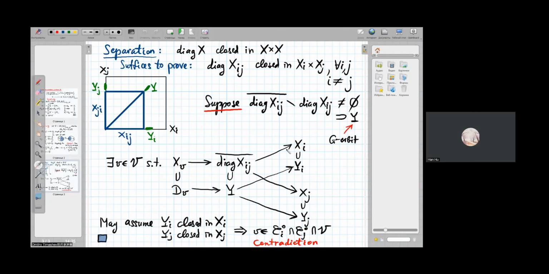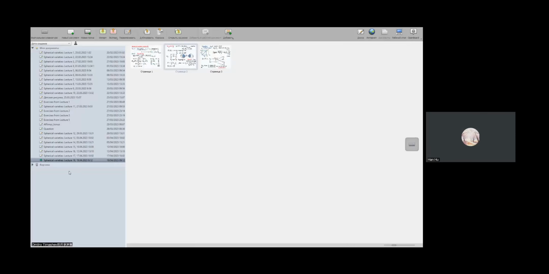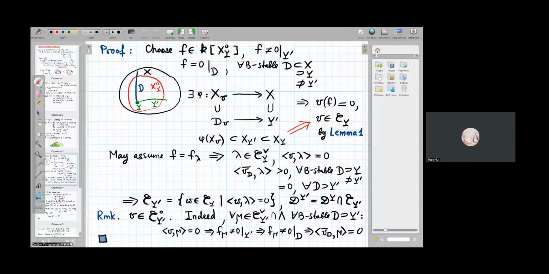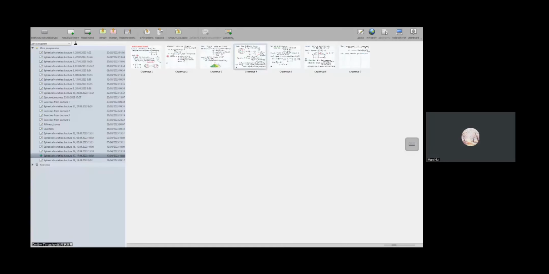This was a remark in the proof of lemma 3. I can try to open the notes of the previous lecture and even show you. I mean this one. I think you see this statement. So if the boundary divisor maps to some orbit y prime, then this vector v belongs to the relative interior of the respective cone. Okay? I see. Okay.